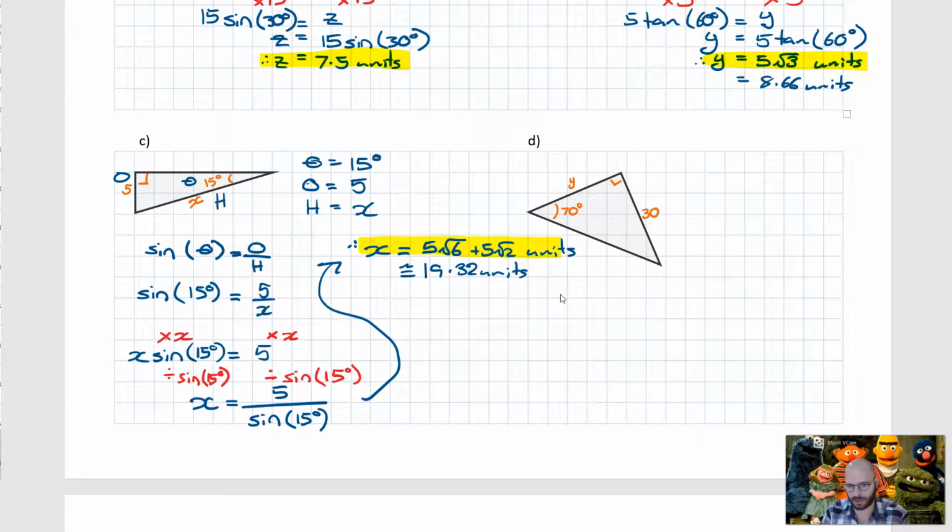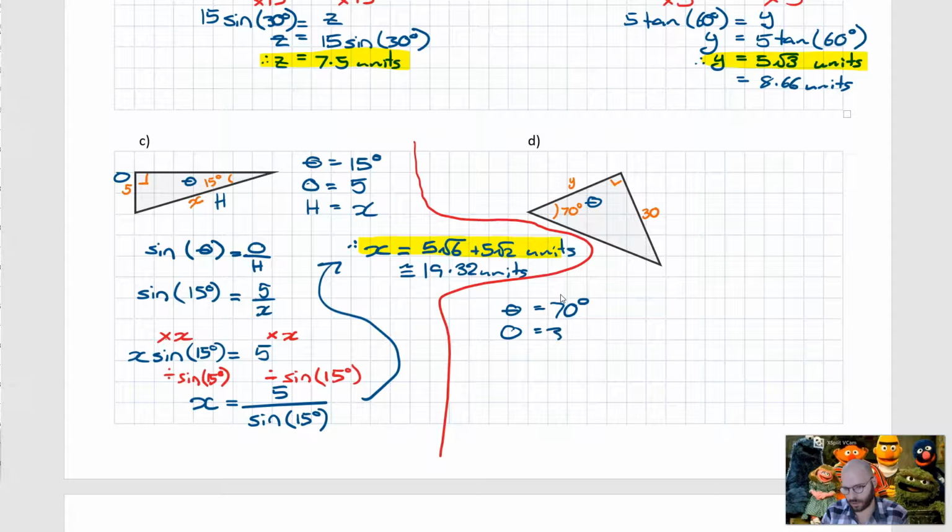Now let's turn our attention to part D. We have an angle of interest, theta, equal to 70 degrees. Then we have the opposite, which is equal to 30 units in length, and the adjacent, equal to y. We are therefore going to use the tangent ratio because we've got TOA. Tan theta is equal to the opposite over the adjacent. Subbing in the values, we're going to get tan of 70 degrees equals the opposite, 30 units, over y.